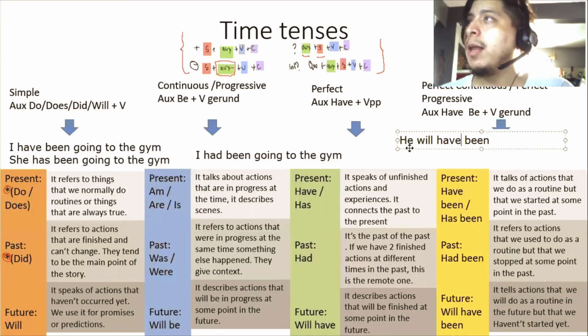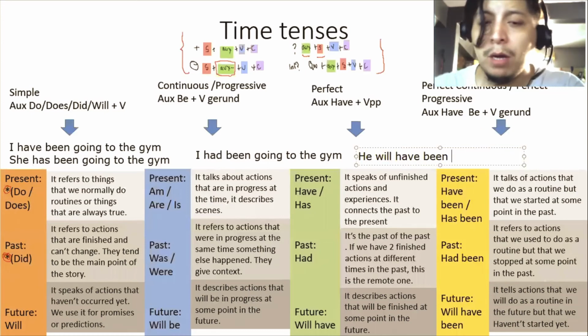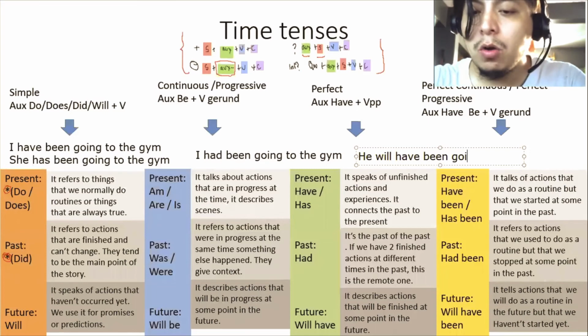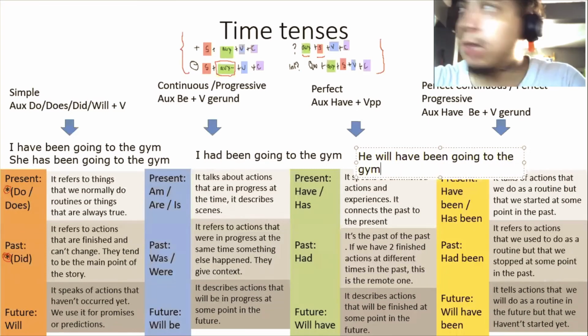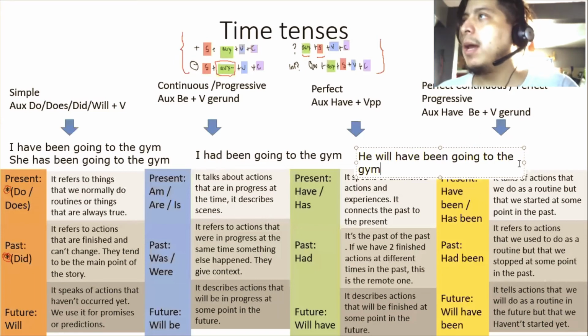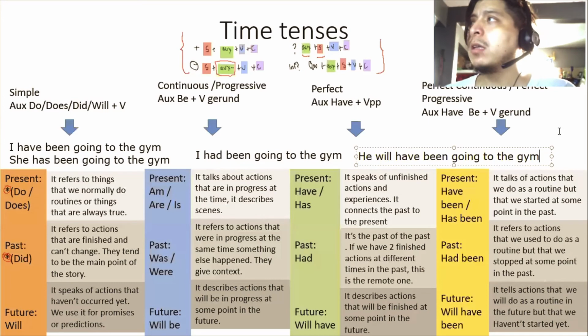So will have been. And then we have our verb always in ing, going, and then the complement. To the gym. He will have been going to the gym. This is a sentence in the future perfect continuous. Okay? So again, what do we have?